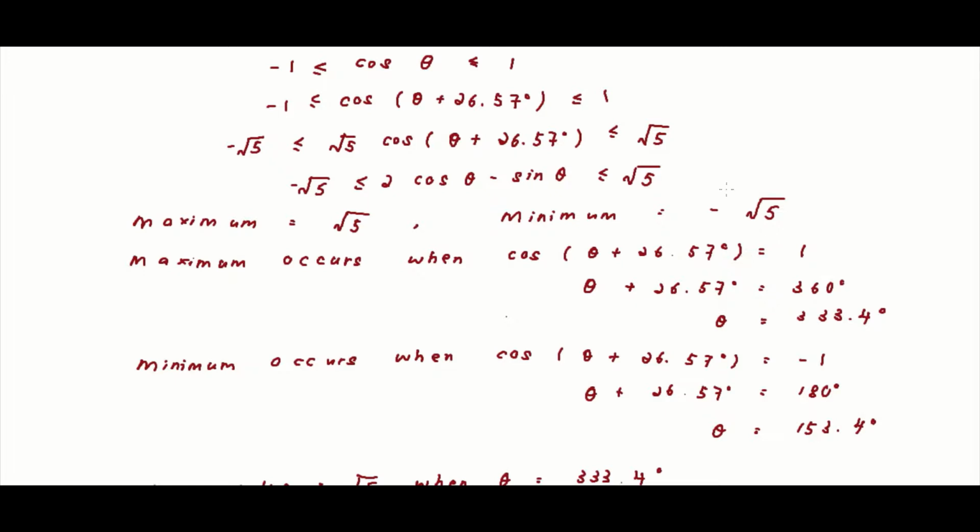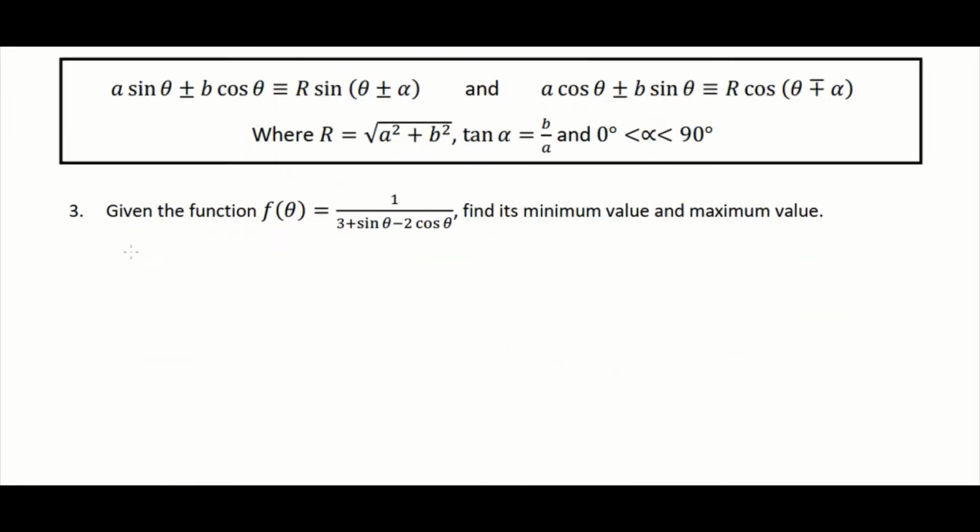Alright, okay, so let's look at the last questions. Okay, number 3, the last one. Given the function f theta equals to 1 over 3 plus sine theta minus 2 cos theta, find the minimum value and the maximum value. So I'm putting in this question because I think that it's actually quite challenging and it's quite special compared to the first two questions. Like they didn't give you an exact form that which are you going to change it in a sine graph or a cos graph, and the expression that they give to you that need you to change is different as well.